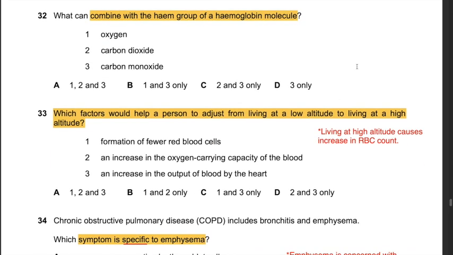Question 32. What can combine with the heme group of a hemoglobin molecule? 1. Oxygen. 2. Carbon dioxide. 3. Carbon monoxide. In this kind of question, you must remember that only oxygen and carbon monoxide combine with the heme group of a hemoglobin molecule. Carbon dioxide doesn't combine with the heme group. Therefore, answers having 2 in it are incorrect, and answers should consist of 1 and 3. Hence, the answer is B, 1 and 3 only, because both oxygen and carbon monoxide can bind with the heme group of a hemoglobin molecule.